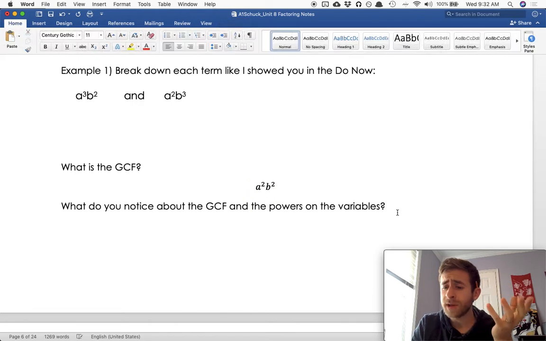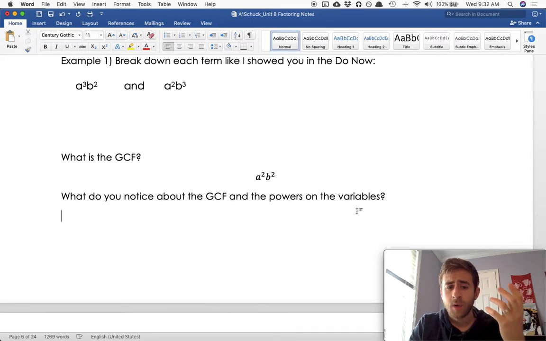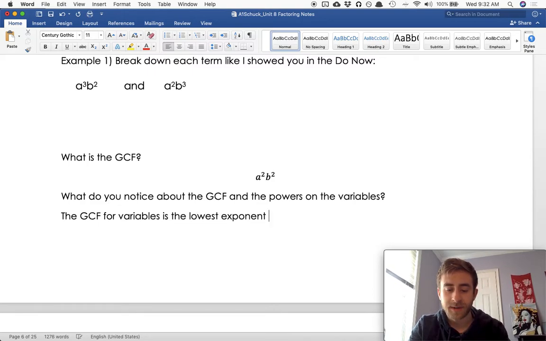And so what you're really looking for when you're looking for the GCF of variables, so let me say this a little better. The GCF for variables is the lowest exponent available, right? It's the lowest exponent available. It's the lowest exponent between both of them.